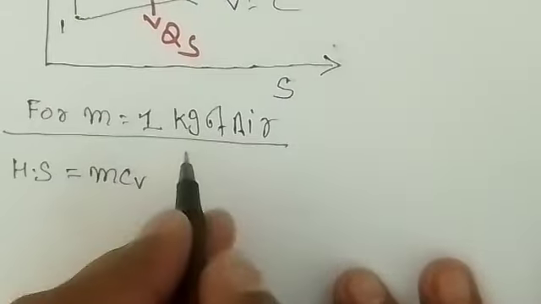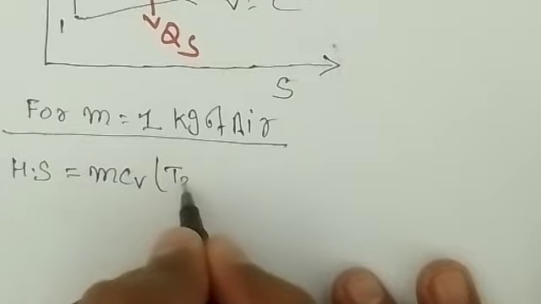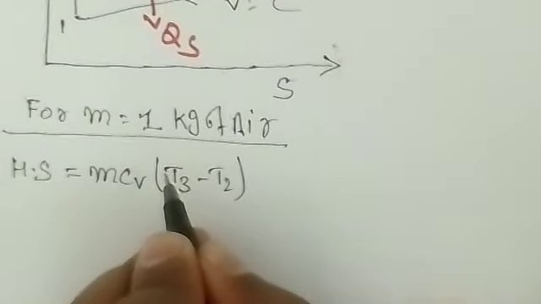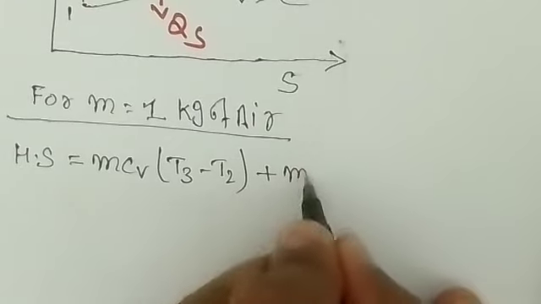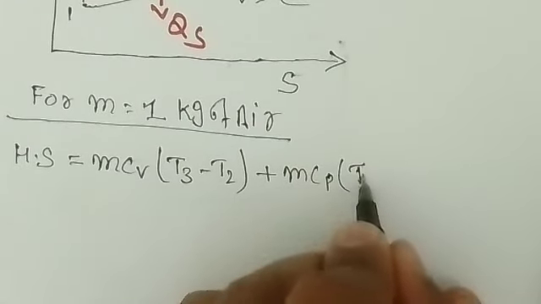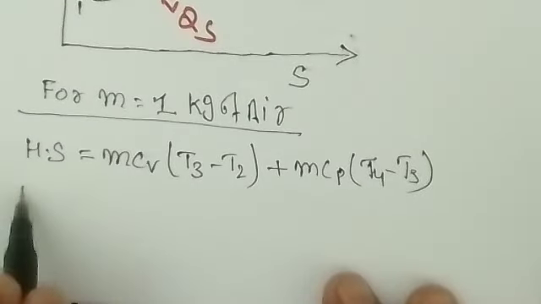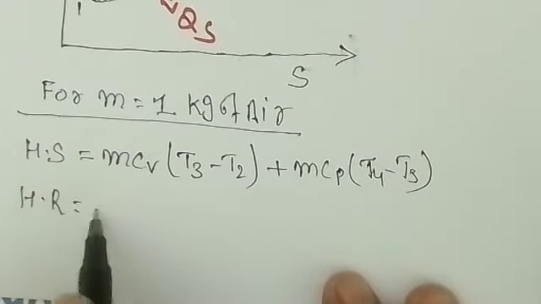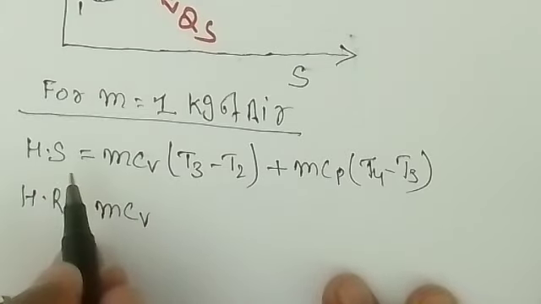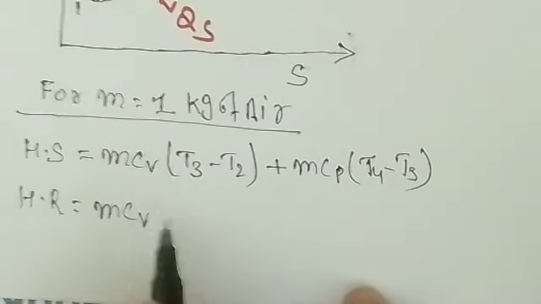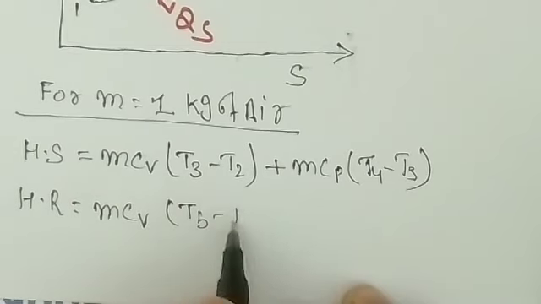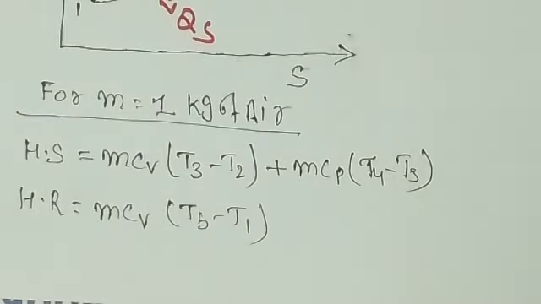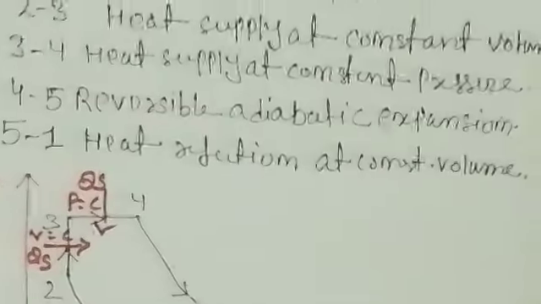So the total heat supplied is equal to mCV (T3 minus T2) plus mCP (T4 minus T3). And then you get the heat rejection. Heat rejection at constant volume is mCV (T5 minus T1). This is how you get the heat rejection and heat supply. Next, we will see the efficiencies.